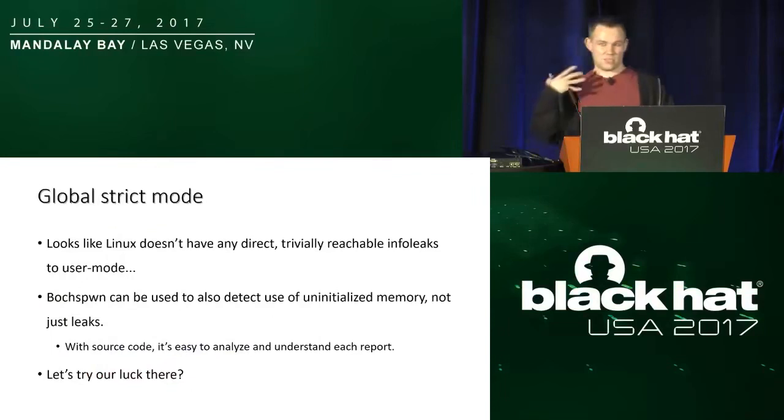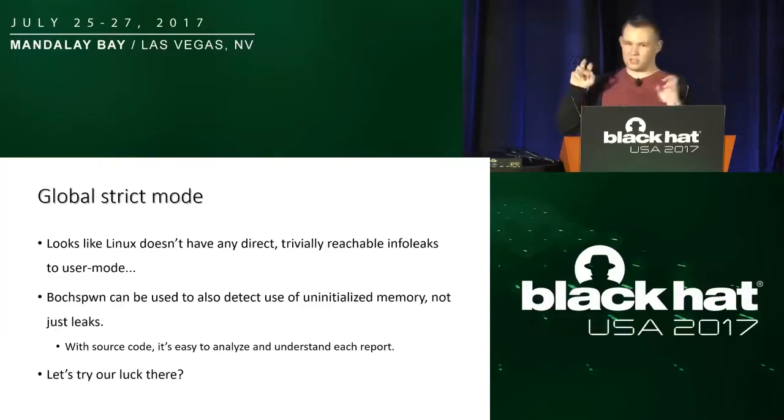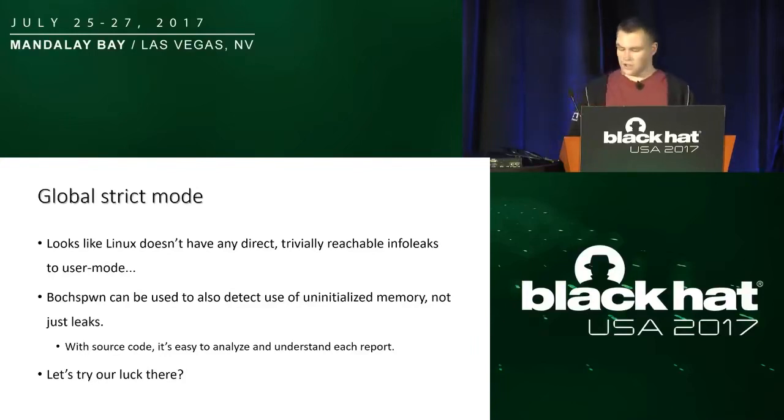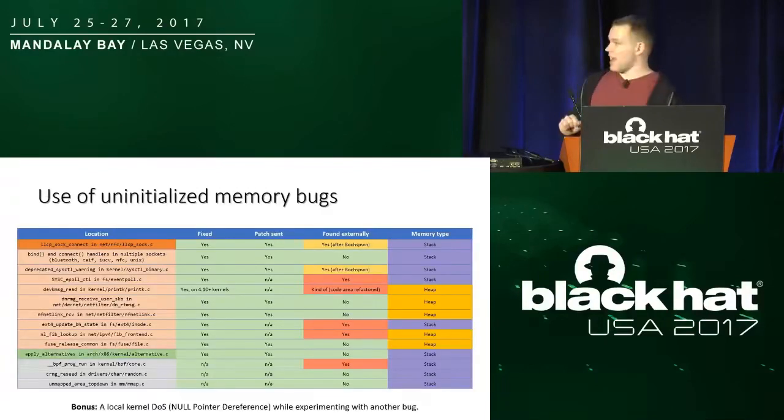But since that didn't work out so well for detecting just the direct kernel to user info leaks, I decided to enable the global strict mode and detect all uses of uninitialized memory, and analyze all of them. I had access to the source code in this case, so I could look into the in-depth root cause of every such instance. I did that, and this time I was luckier, and I was able to find a few bugs.